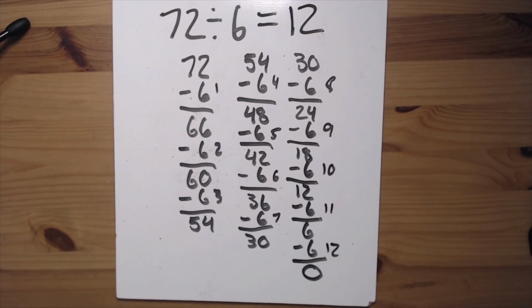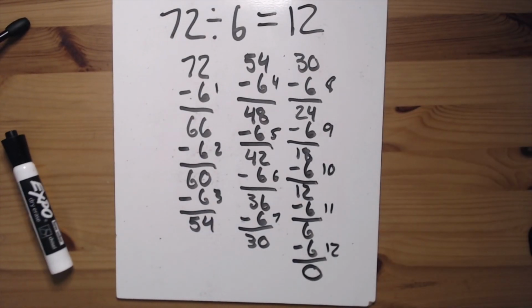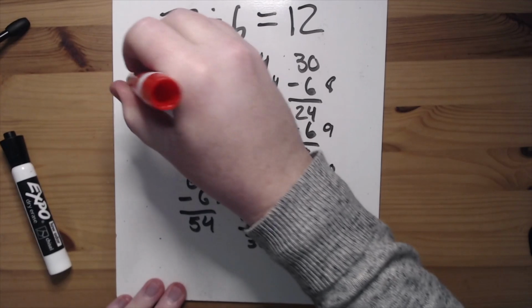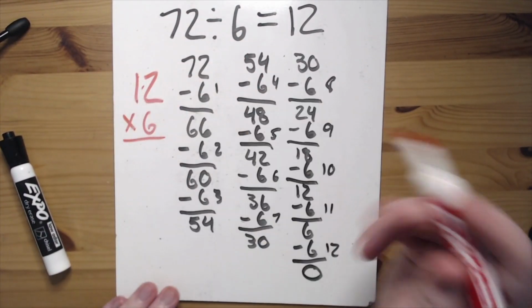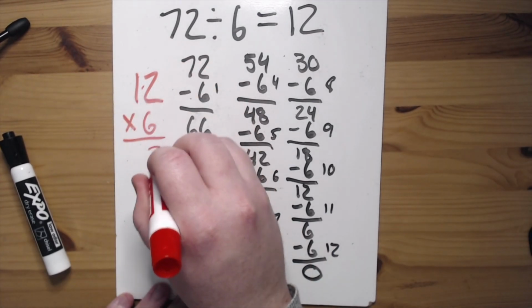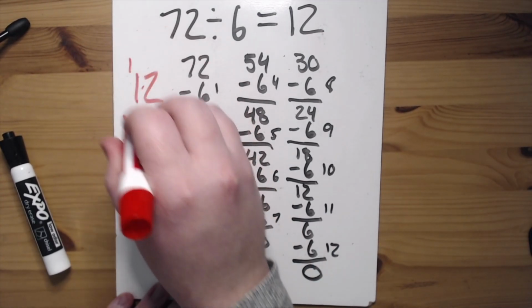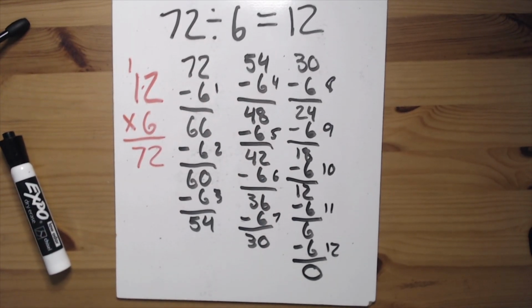Now, we can always go back and double check our work, just to make sure. Let's use a different color here just so we can separate it from everything else. So let's do 12 times 6. Some basic multiplication: 6 times 2 is 12. Regroup that 1. 6 times 1 is 6, plus 1 is 7, and you have 72. So this method works, it just takes a little bit longer.